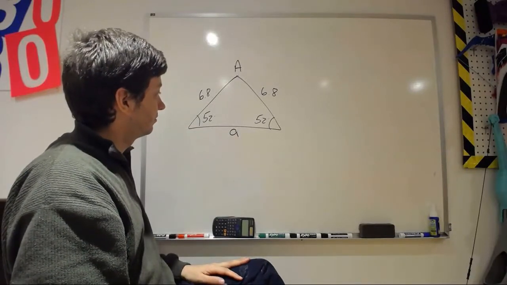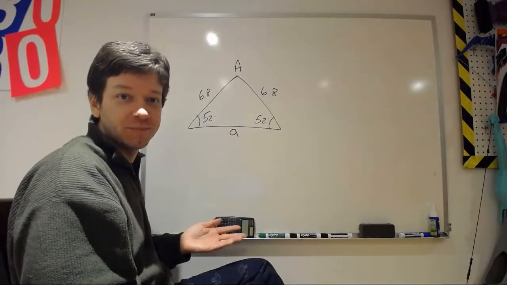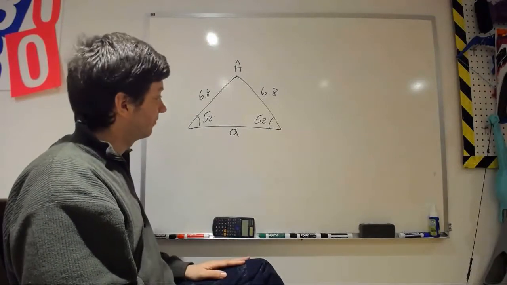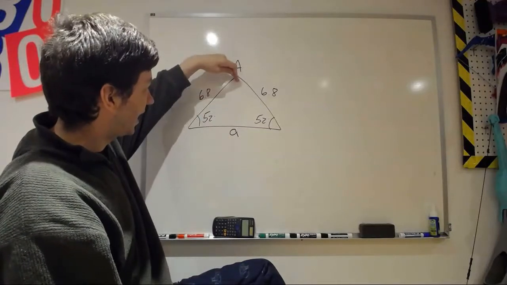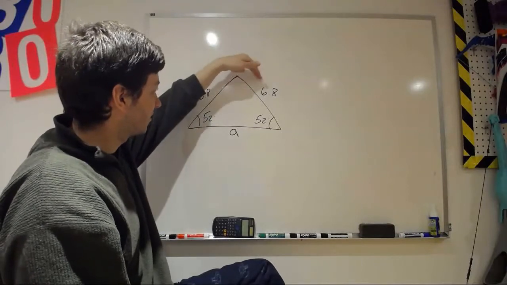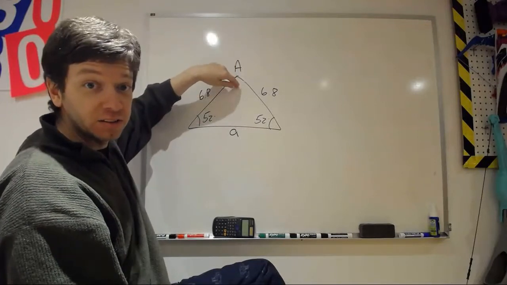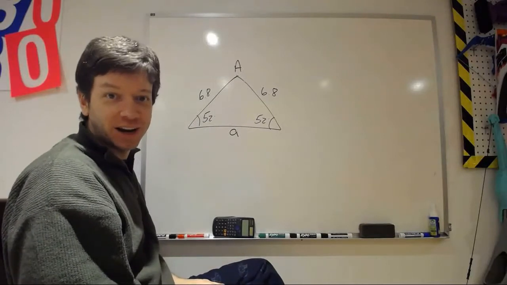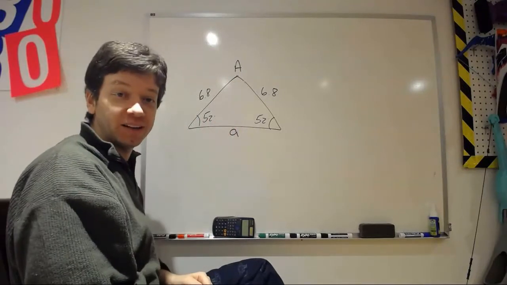Is this a right angle triangle? No, it's an isosceles triangle, so we can't use SOHCAHTOA or Pythagorean theorem. We're left with sine law or cosine law. For cosine law, to find A, you would need to know the opposite angle between those 2 sides. So SAS: side, angle, side. But we don't know that angle. We could figure it out, because we know these 2 angles: the sum of all interior angles is 180 minus the other 2. And then we can use cosine law.